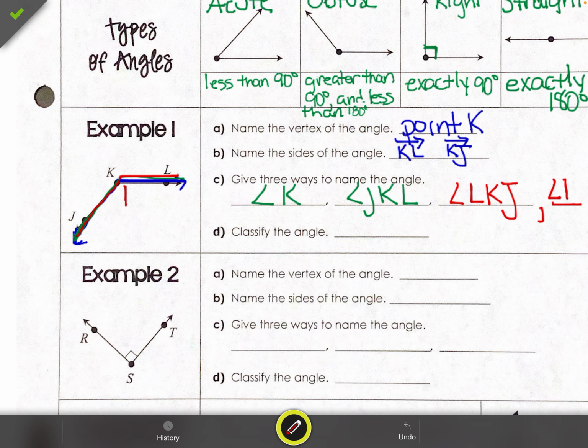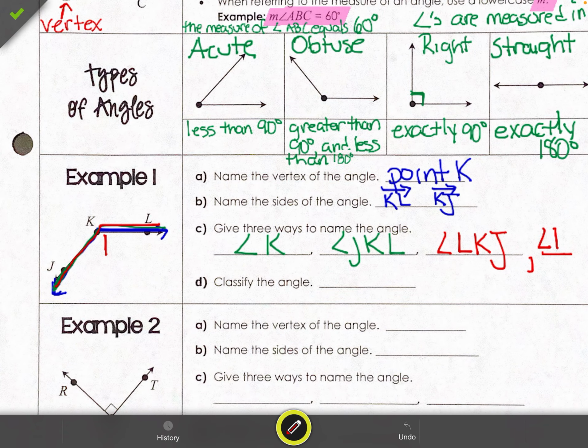And part D says classify the angle. So they want to know, is it acute, which is that it's less than 90. And if you need a visual, that means it would be smaller than this right angle. Okay, right angle makes a corner. Is it obtuse, which means it's bigger than a right angle, but smaller than a straight angle? Or is it a corner? Is it a right angle? Or does it make a completely straight line, which would be a straight angle?